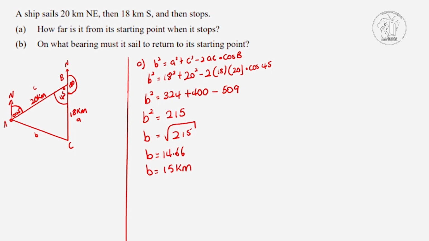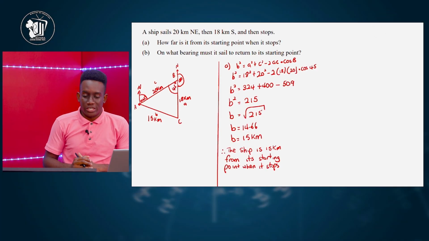km. So to answer the question, we can say therefore, the ship is 15 km from its starting point when it stops. So we can put in 15 km there. So that's the answer to A.